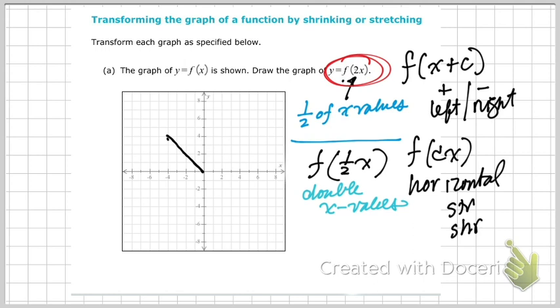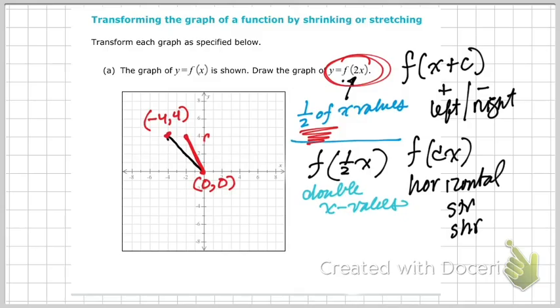So again, like here at the origin, I've got 0, 0. If I double the x value, I still have 0. So, I mean, I'm not doubling the x. Did I say double the x values? I may have, but I meant half the x value. So we're doing half the x value. So 0, 0, half of 0 is 0. So nothing changes with that point.